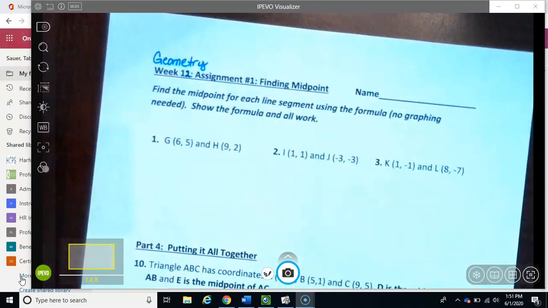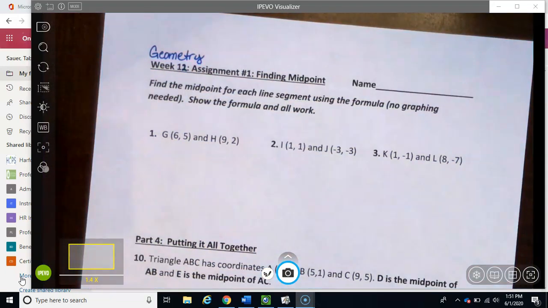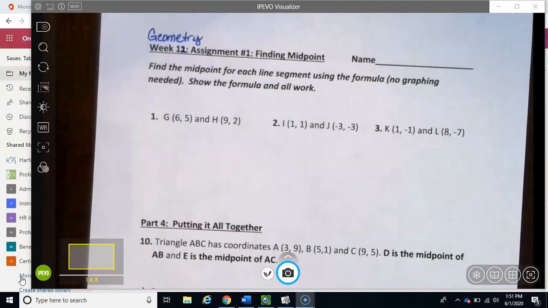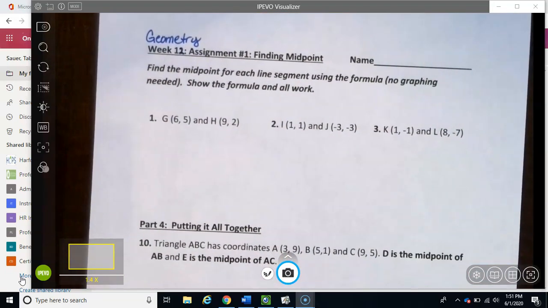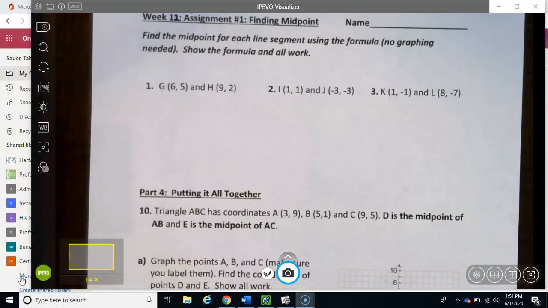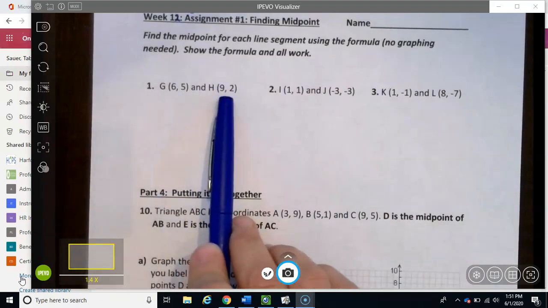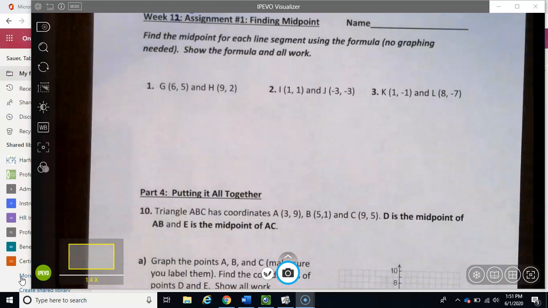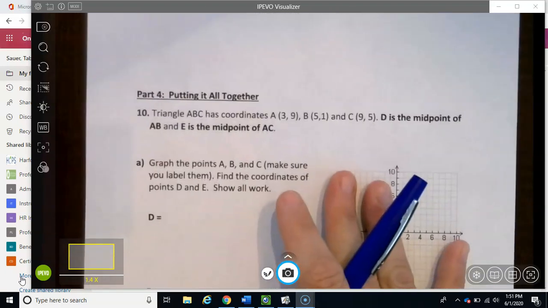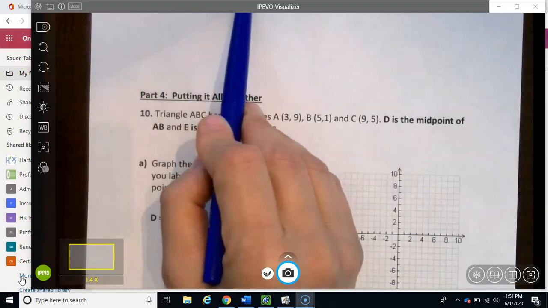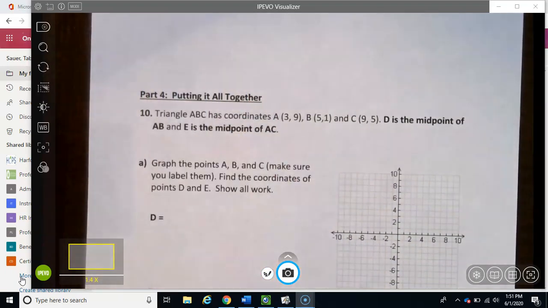Your assignment number 1 is working with midpoints. And it is just this single page. It looks like there are these 3 problems where you've got your x1, y1, x2, y2, and plug that into your formula. Add your x's together, divide by 2 to get your x coordinate, add your y's together, divide by 2 to get your y coordinate, and then you'll have your midpoint.